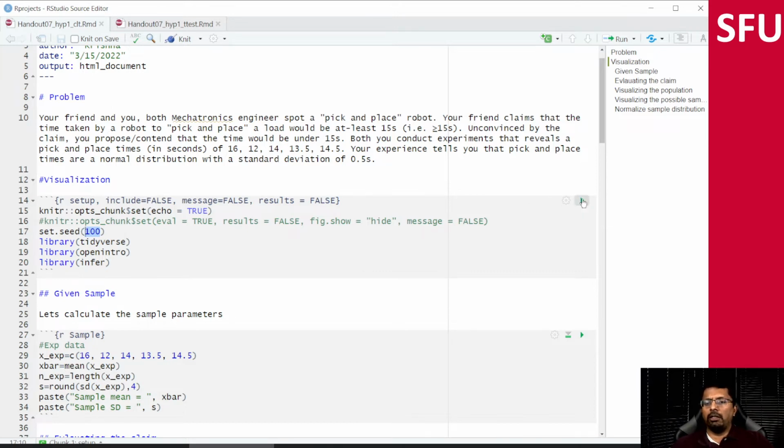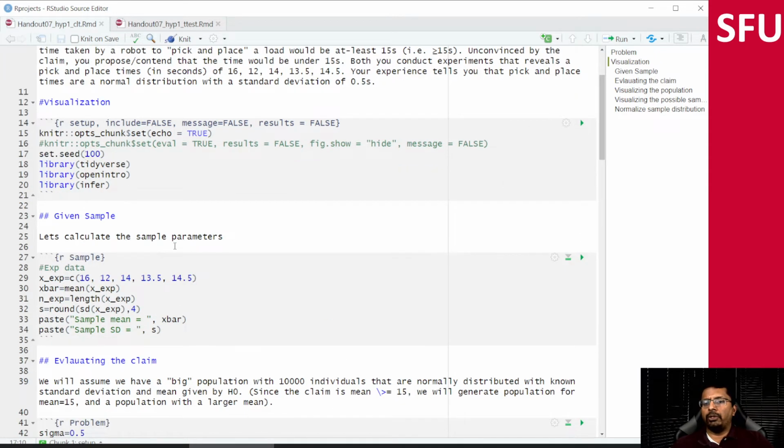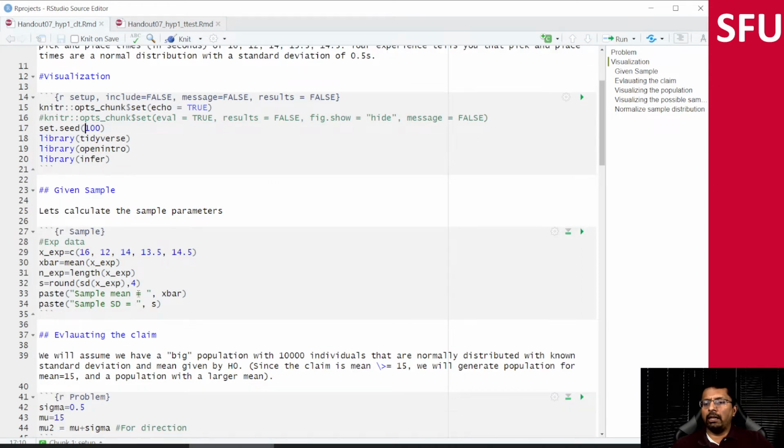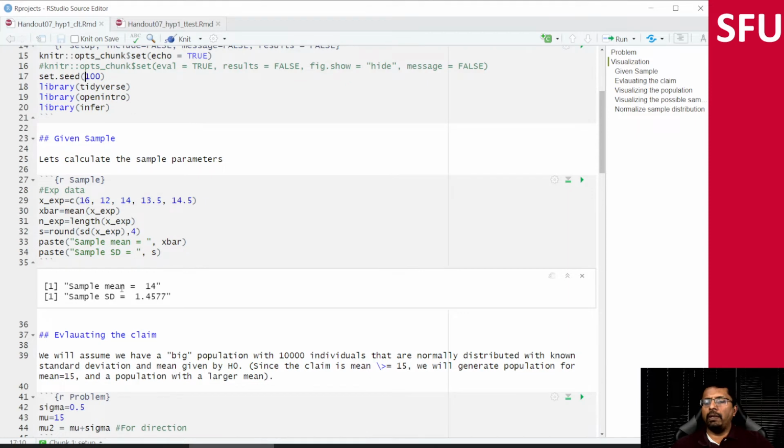So I'm going to just run this one step at a time. Then we have the given sample, so let's calculate the sample parameters that we have here. Here the sample mean is 14, and the standard deviation from the sample is 1.5. Right, so this is not too bad.